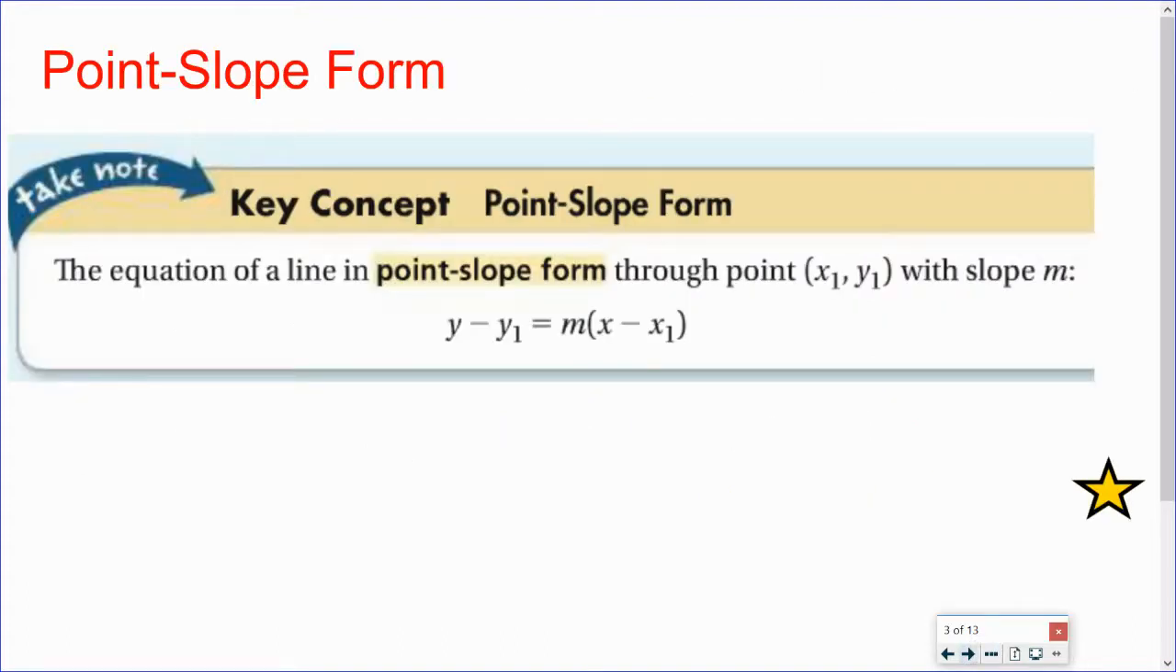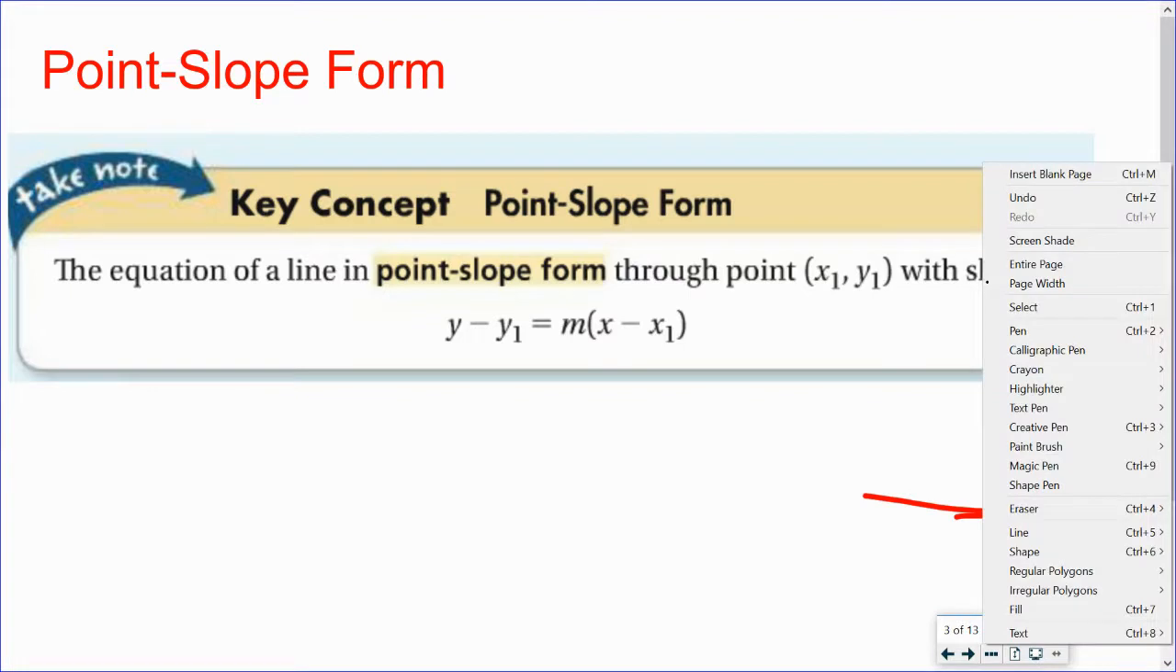So here we go. We're talking about point-slope form, which is y minus y1 is equal to m times (x minus x1). And the other part is, this works for any particular point. I wonder what I can do to get this to work.